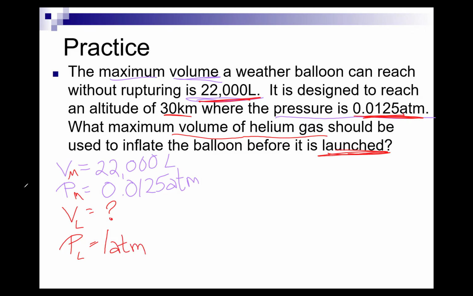So here you had to do a little extra thought and ask, well, where are we? What's our air pressure where we are? Just presume, if it's not given to you, that you're at sea level and you're just going to use 1 atmosphere. So now we have our formula that Boyle developed: P1V1 equals P2V2.